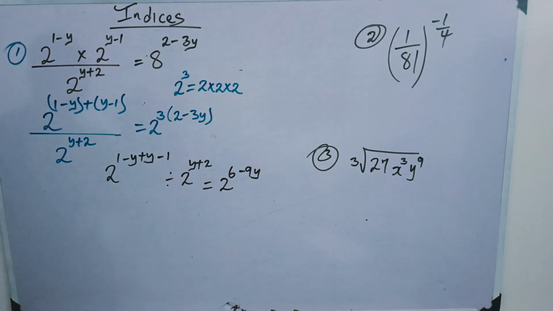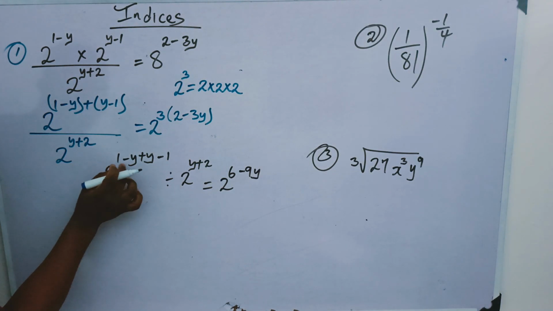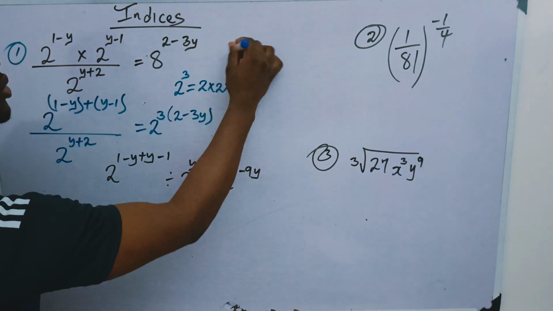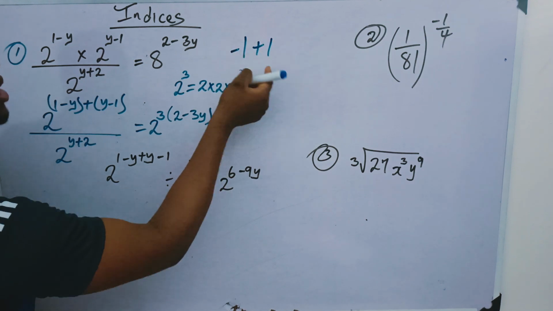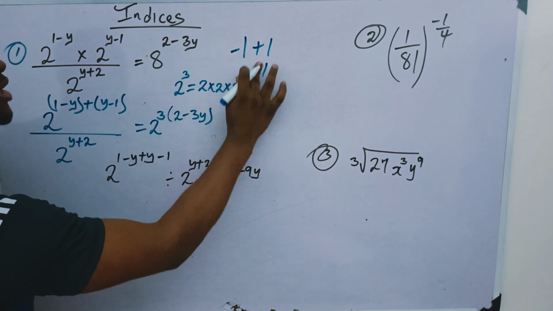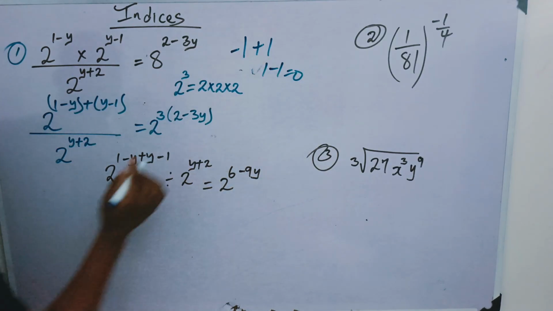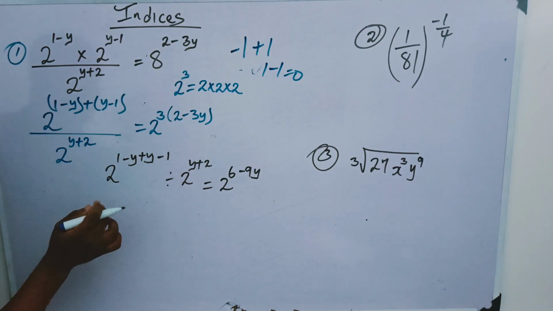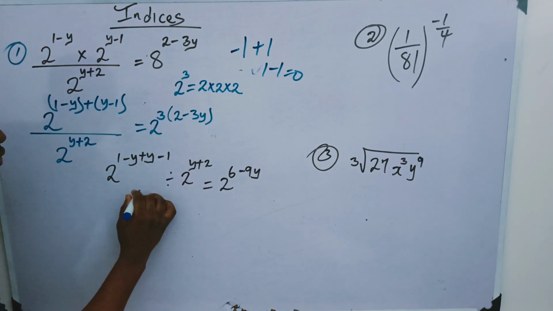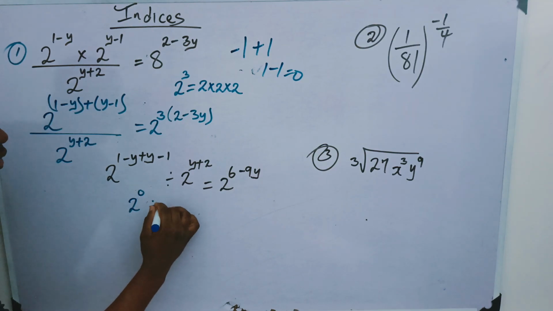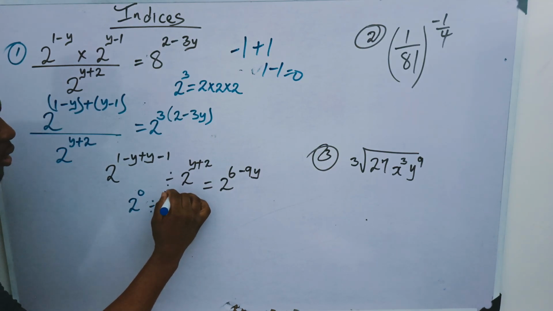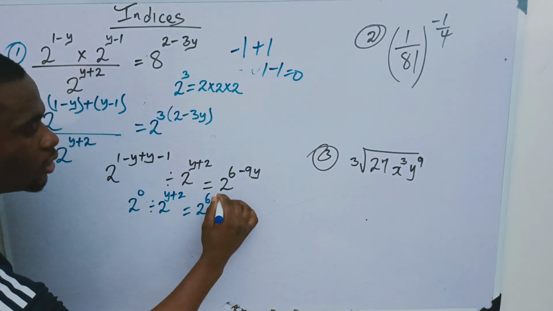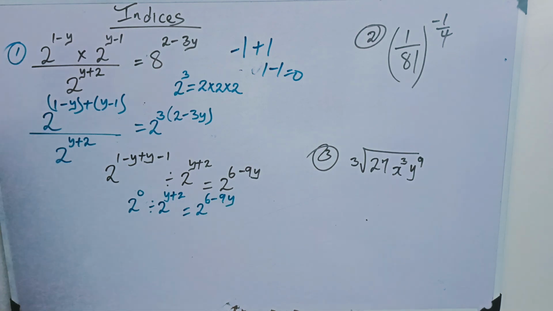Okay, so the next step would be to get rid of this. Minus y plus y is 0. Okay, it's just like saying minus 1 plus 1. That's same as saying plus 1, which is same as 1 minus 1, 0. So negative y, positive y is 0. 1 minus 1 is 0, right? So I have 2 raised to 0 divided by 2 raised to y plus 2 equals 2 raised to 6 minus 9y. Okay?